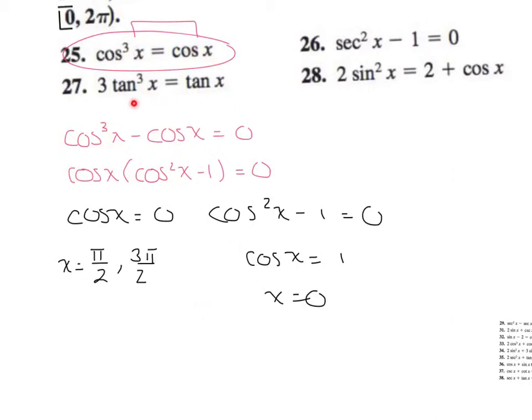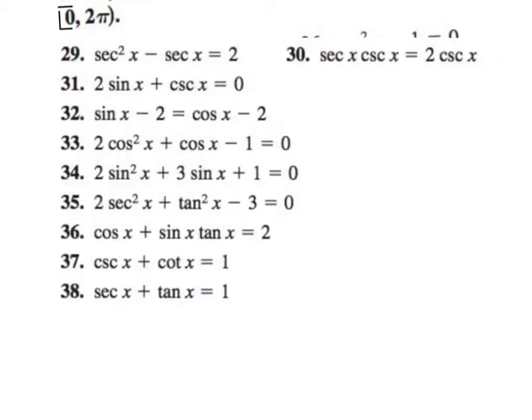All right, here you're going to do exactly what we did here. Bring that tangent over, factor out a tangent. Let's take a look at 29 and on to make sure you guys are comfortable with those. So here's the rest of it. If I were solving these problems, 29, I would bring that 2 over and factor. For number 31, I would rewrite this as 1 over sine, get a common denominator, then factor.